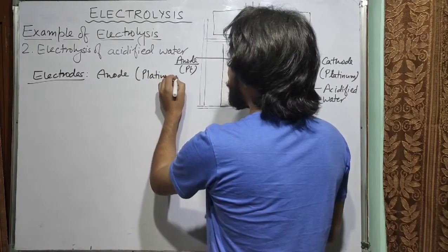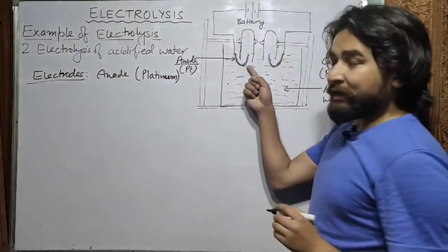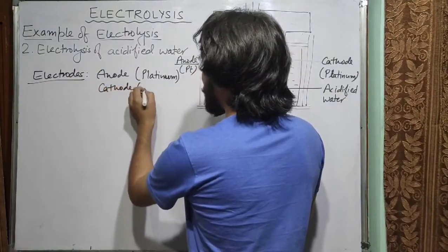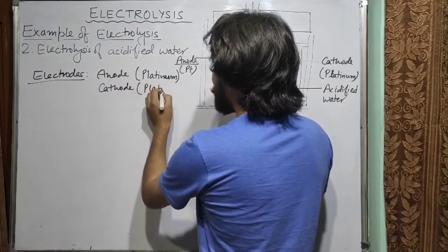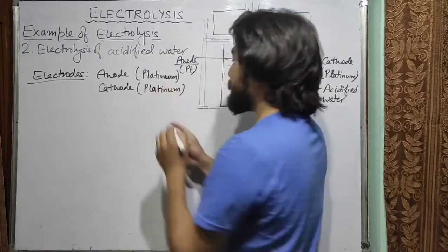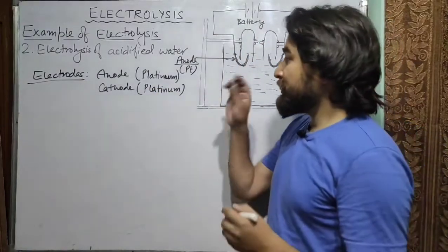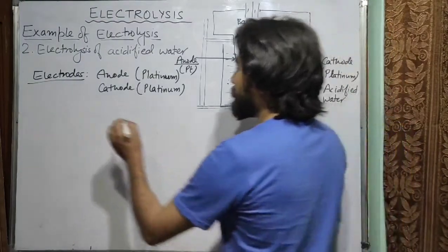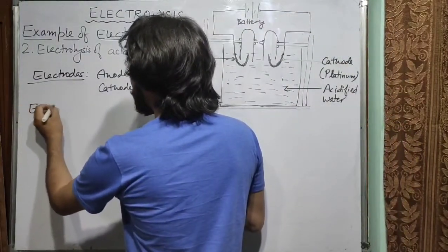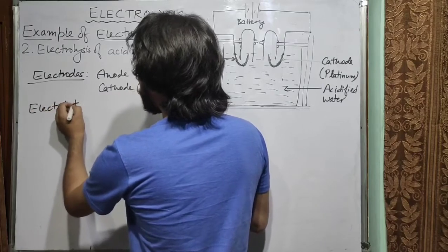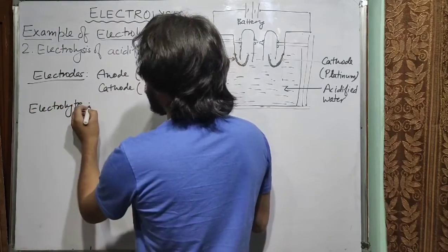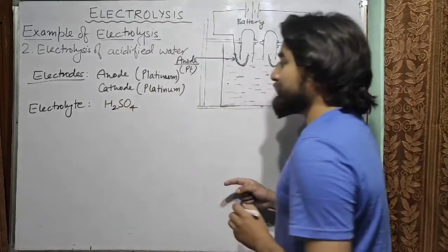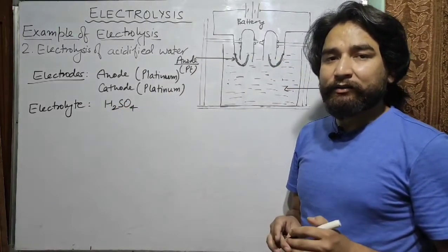So generally platinum foil is used at anode, and at cathode again we use platinum foil. So again we are using inert electrodes. Then the second thing that you have to remember is the electrolyte. What is the electrolyte here? That is acidified water, or you can say sulfuric acid, because we are using sulfuric acid as an electrolyte here.